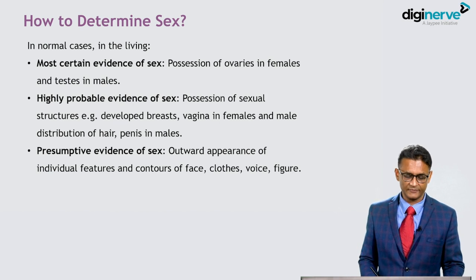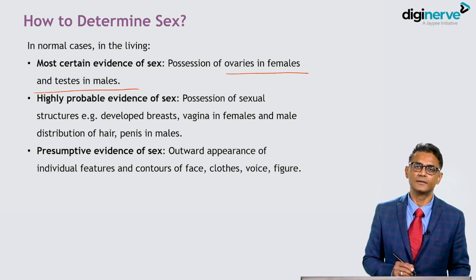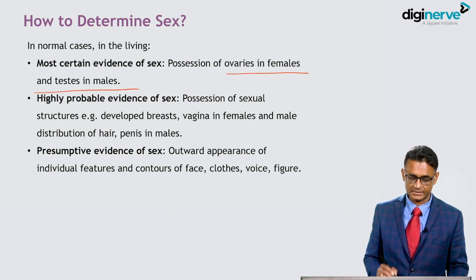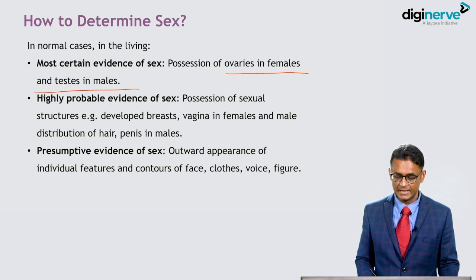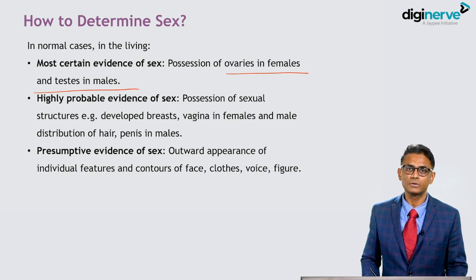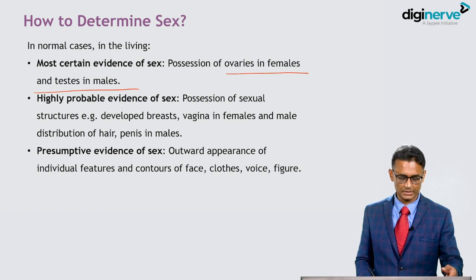The sex of a person can be determined from the physical morphology, the microscopic study of sex chromatin and gonadal biopsy. In normal cases, in the living, the most certain evidence of sex is the position of ovaries in females and testes in males. If they are there, you can say it is male or female. Highly probable evidence of sex is the presence of sexual characters like developed breast and vagina in females, and in males distribution of hair and penis. Presumptive evidence of sex is outward expression of individual features and contours of face, clothes, voice, figure that may help you to identify whether it is male or female.